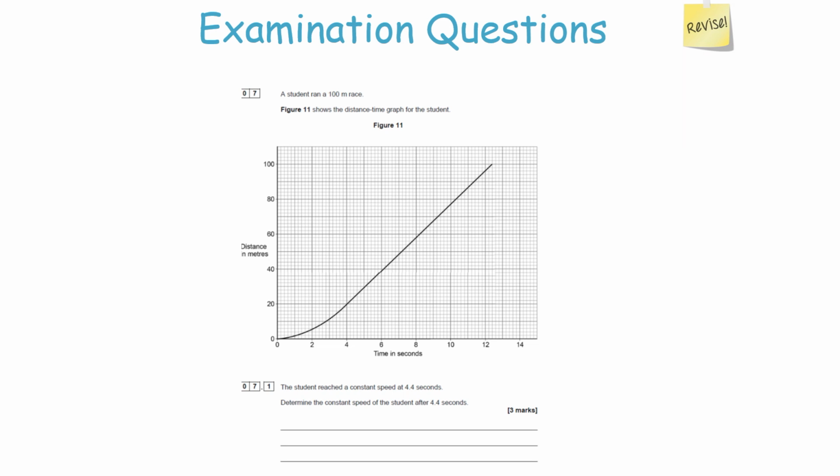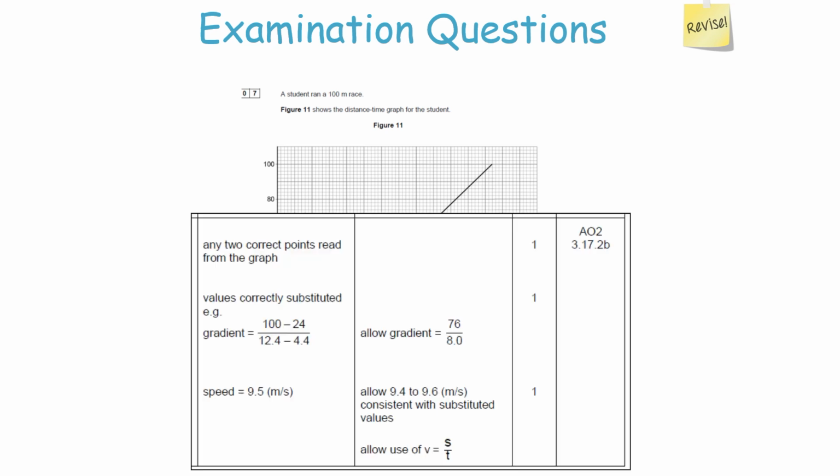Right, it's very important that you know how to work out speed from a distance time graph. For a distance time graph, the speed of the object is the gradient of the line. So after 4.4 seconds, you draw a gradient triangle onto your line of best fit. You then work out the gradient of the line by doing the change in y over the change in x. It's very important that you draw in your gradient triangle and show your working out, and then you get your answer to be about 9.5 meters per second.